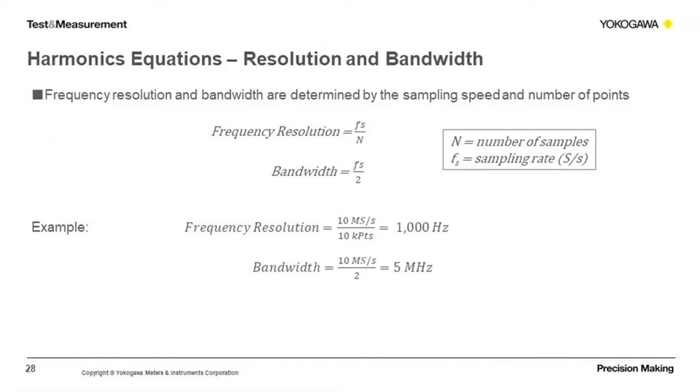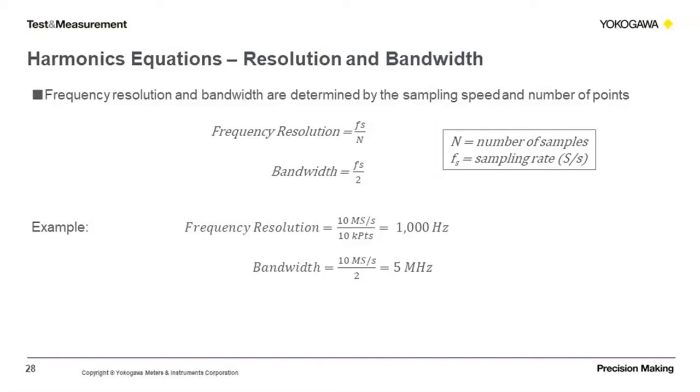The sample rate determines the bandwidth of the FFT, so as sampling rate increases, so does the bandwidth. The higher the sampling speed, the lower the FFT resolution. So let's look at an example with some numbers. If our sample rate is 10 megasamples per second and we have a record length of 10 kilopoints, we divide 10 million samples by 10 kilopoints, and we get 1,000 hertz, or 1 kilohertz. This means the smallest frequency change we can detect is 1 kilohertz.